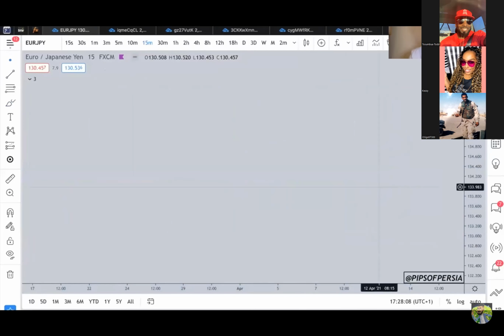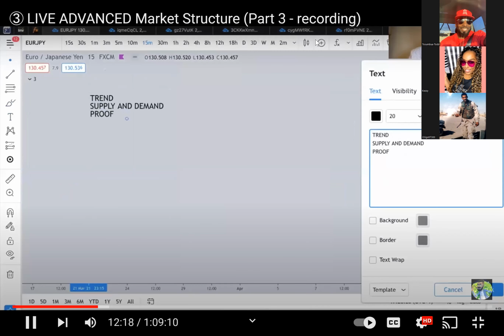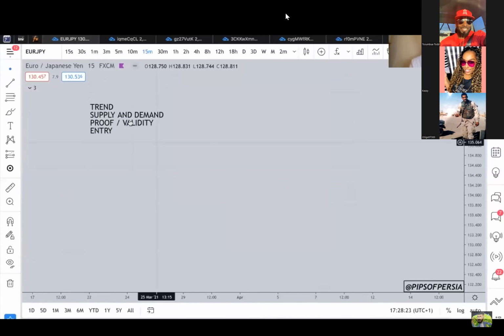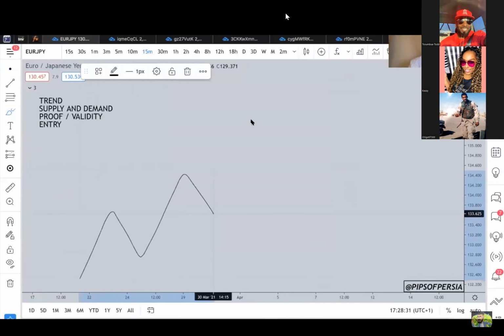A lot of people ask, what steps do you take to actually analyze the charts? This is what I do. I look at my trend. I look at my supply and demand. Then I want to look at my proof, validity. Then I want to look at my entries. Very simple, very straightforward. And what I mean by that is this. I look at my trend. So if in the trend we've got this bullish move, excellent. I'm looking at an uptrend.